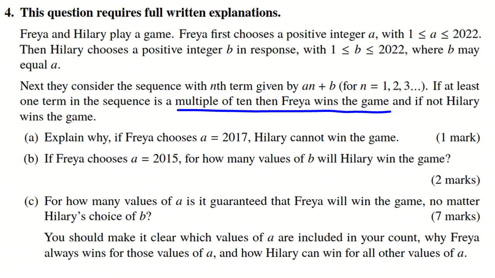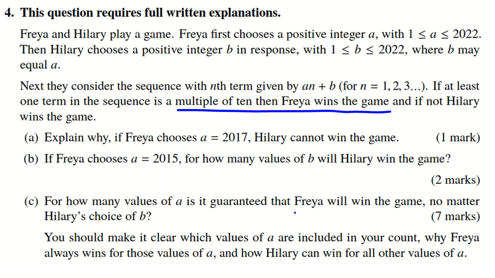And part C, the last part of the problem. It says for how many values of A is it guaranteed that Freya will win the game no matter Hillary's choice of B? You should make it clear which values of A are included in your count, why Freya always wins for those values of A, and how Hillary can win for all other values of A.